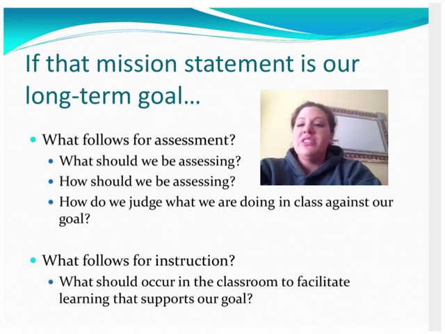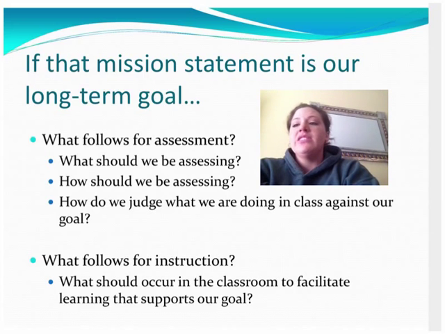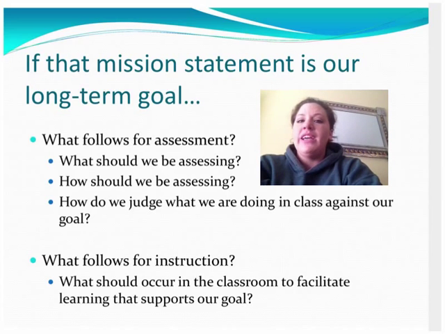Well, if we want to get to those assessments, we need to know, what does that mean for our instruction? What do we need to be doing in and outside of the classroom to facilitate the learning that supports the assessments that reveal mastery of the learning goals outlined by our mission statement? And that's why it's important that we plan backward. We need to start with the end in mind and then move on from there.